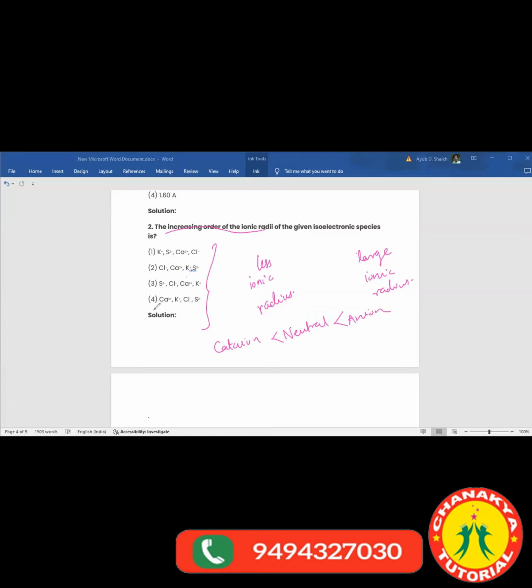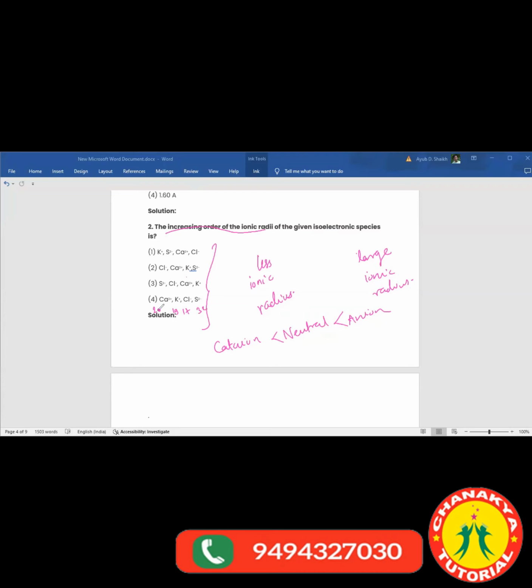So if we go for the atomic number, this is 20, this is 19. Here this would be 17. And this would be sulfur, which is 16. Correct? Yes or no? Come on, speak up. Sulfur? Fourth. Dhananjay, why the fourth option?